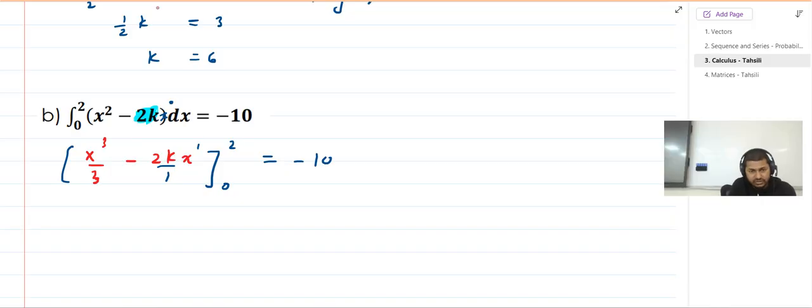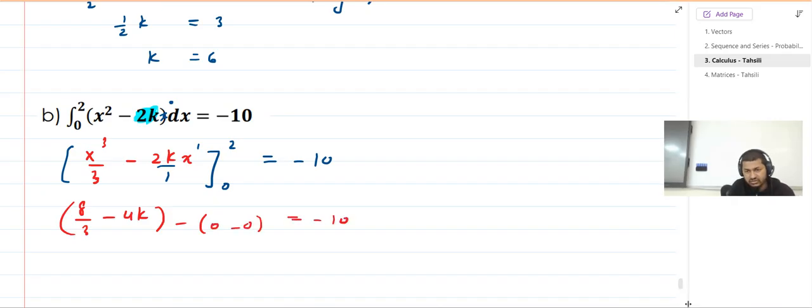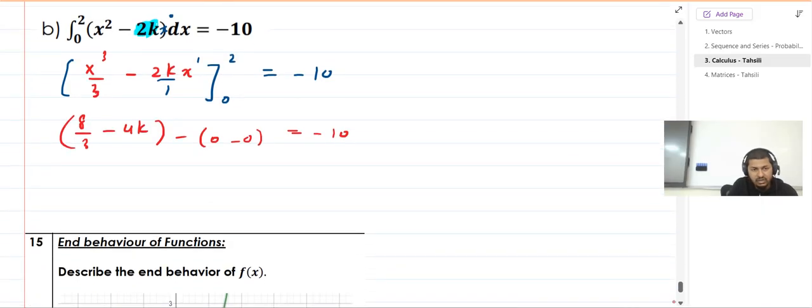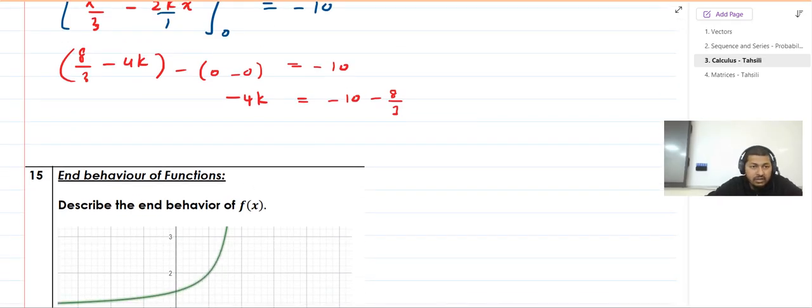Now if I substitute 2 inside the function, I will get 8 over 3. Substitute 2 here, minus 4k, minus, substitute 0 in the place of x, so 0 minus 0 is equal to negative 10. Now solve for k. So I will take 8 over 3 to the other side. I will get minus 10 minus 8 over 3 equals negative 4k. Okay, now I need to divide everything by negative 4.